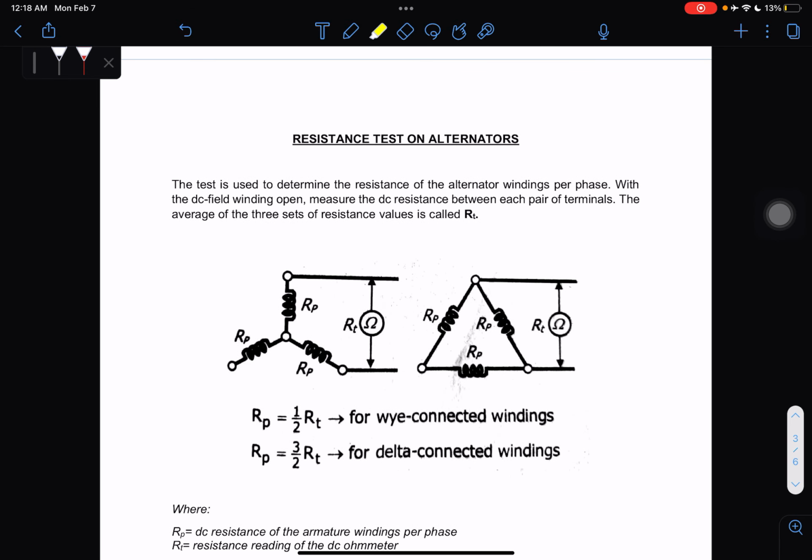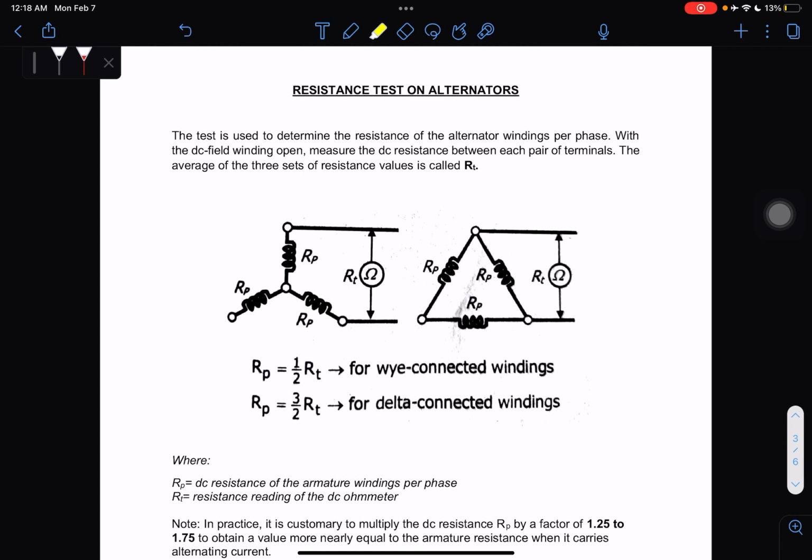For module 2, we have the resistance test on alternators. The test is used to determine the resistance of the alternator windings per phase. With the direct current field winding open, measure the DC resistance between each pair of terminals. The average of the 3 sets of resistance values is called RT. RT is the resistance reading of the DC ohmmeter, and RP is the resistance of the armature windings per phase.